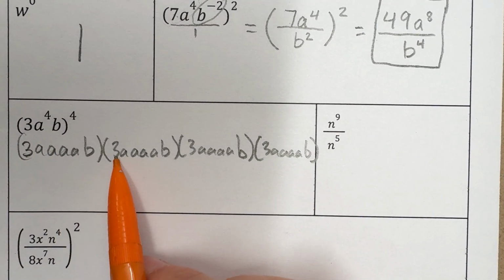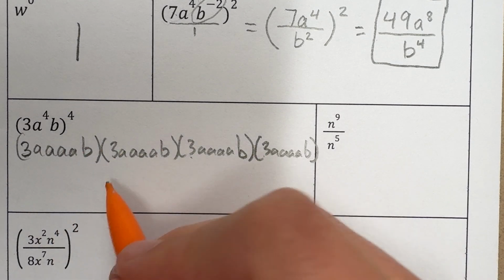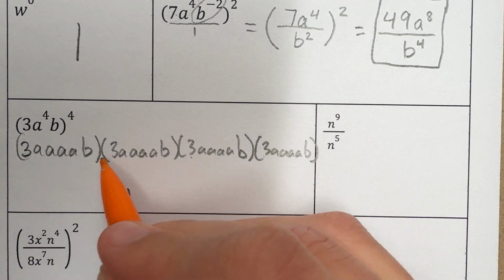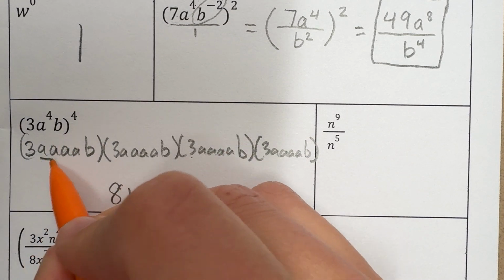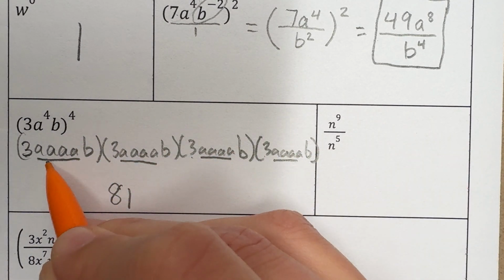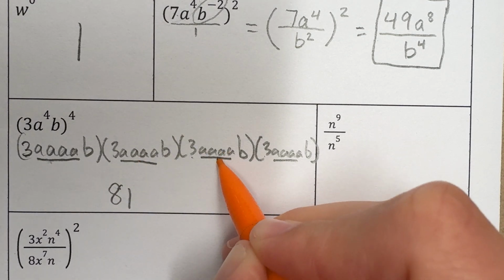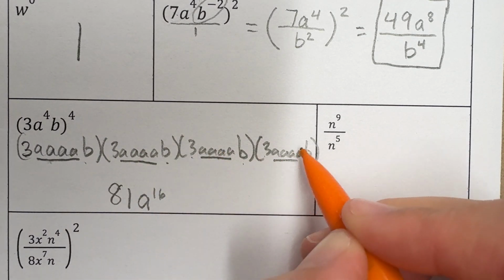This is 3 times 3. That's 9. This is 3 times 3. That's also 9. And 9 times 9 is 81. I could have also done 3 times 3 is 9, times 3 is 27, times 3 is 81, but okay. This is a total of how many a's being multiplied? There's 4 a's, 8 a's, 12 a's, 16 a's, and then 1, 2, 3, 4 b's.